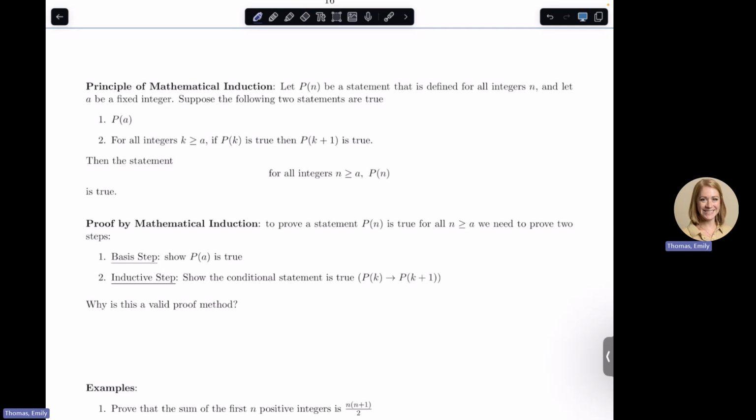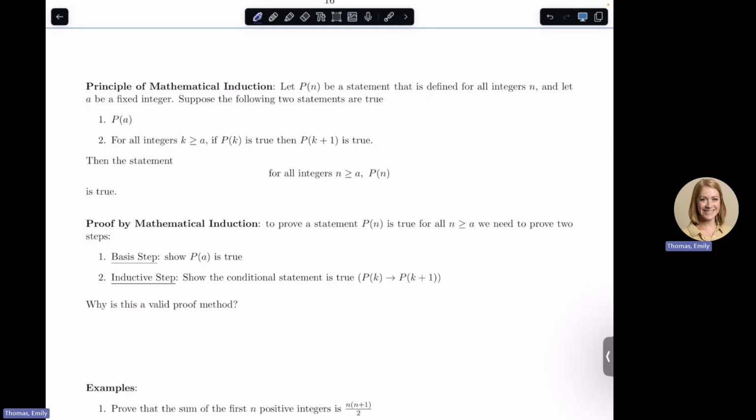It's fine. So P of n is a statement. This is a predicate, right? Remember way back when we were talking about P of n being that n is greater than 2? This is true or false once you assign a value to n. So P of n is some statement defined for all integers n. a is a fixed integer. So basically this is the ladder: you need to get on the ladder, and once you're on a ladder rung, you can climb to the next one. Or you have knocked down the first domino, and once you knock down a domino, it'll knock down the one behind it.